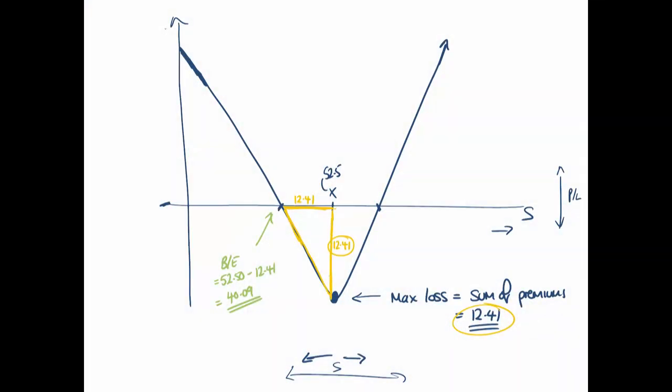Now, by the way, there's another triangle here, right here. There's another symmetrical triangle. 1241 is the height, so 1241 must be the width as well, the horizontal distance. So when I think about my break-even on the upside here, we're looking at a break-even of 52.50 in the middle plus 12.41, which is 64.91. So that's where I break even.